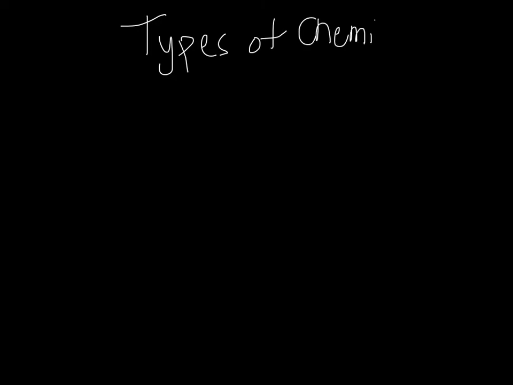Let's talk about types of chemical reactions. We're going to go through, let's see, 1, 2, 3, 4 types right now. There are really kind of 6 major types, but we'll just go through 4. So the first one is synthesis.